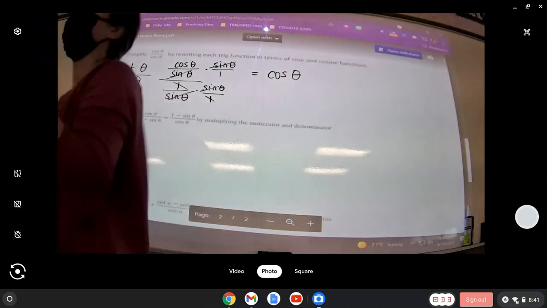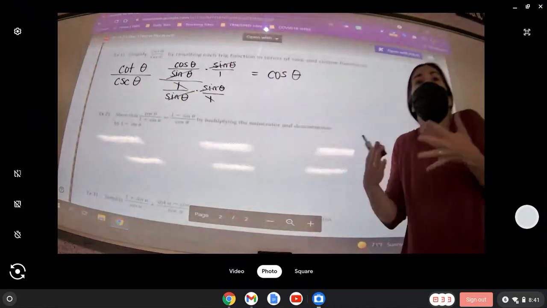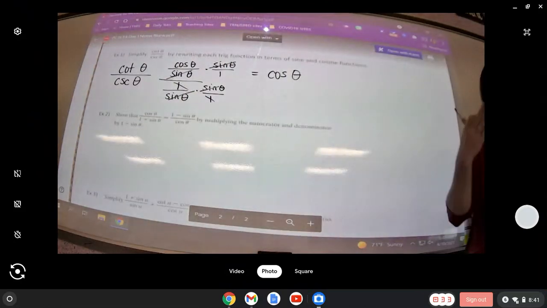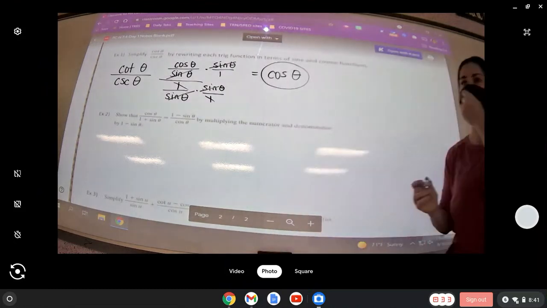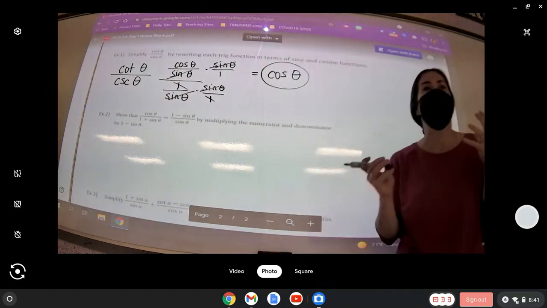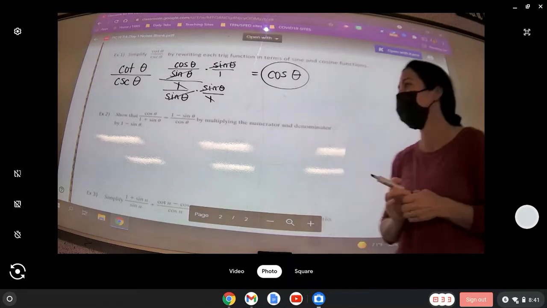So that's what identities are trying to do. They're trying to lead you with something more simple and probably in terms of a better trig function. So now we know it's equal to that. So it's almost like just putting together a puzzle in a way.